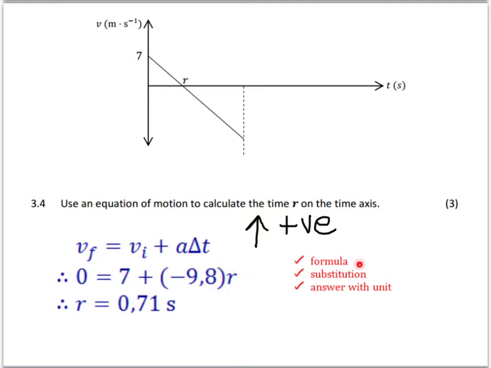Writing down the formula gets you 1 mark. Substituting directly into the formula gets you another mark. And then working out that formula and solving for r, the time that we're looking for, together with the unit, the appropriate unit here is seconds, gets you your 3rd mark.